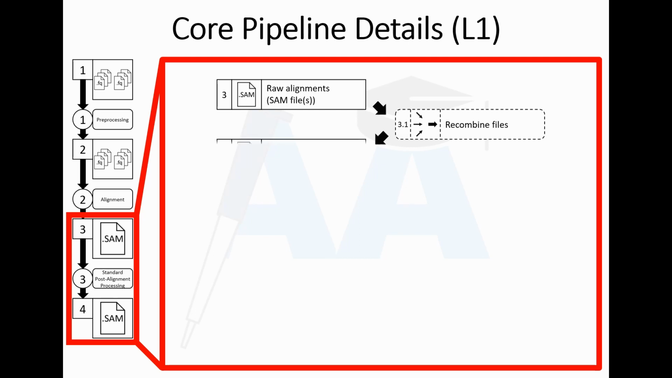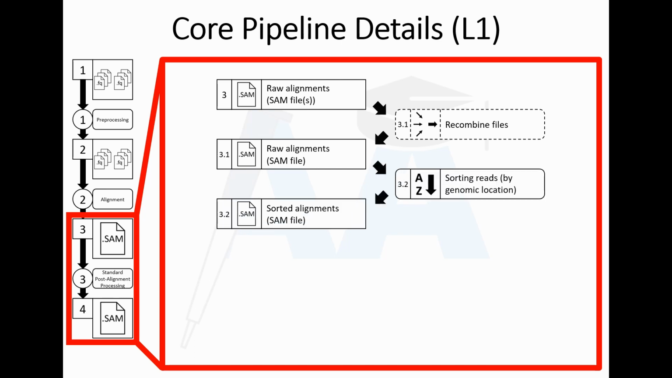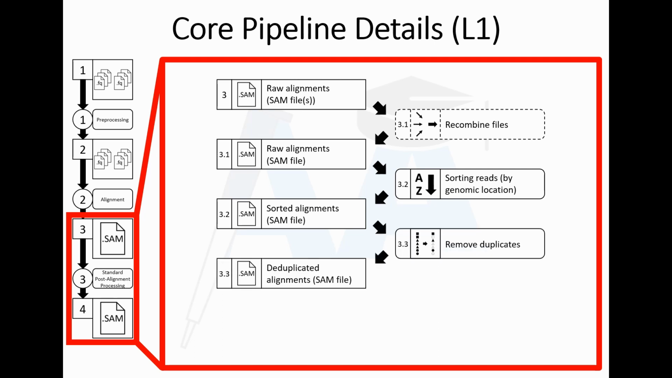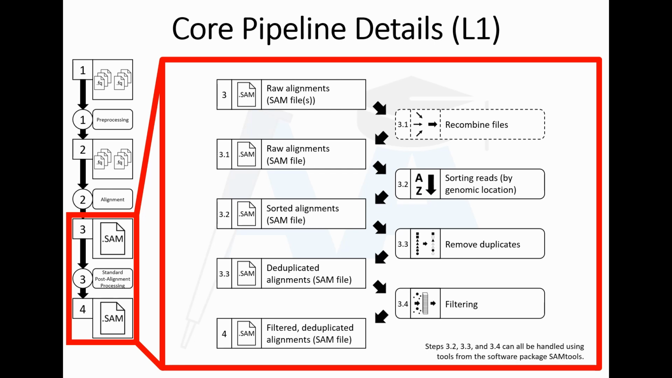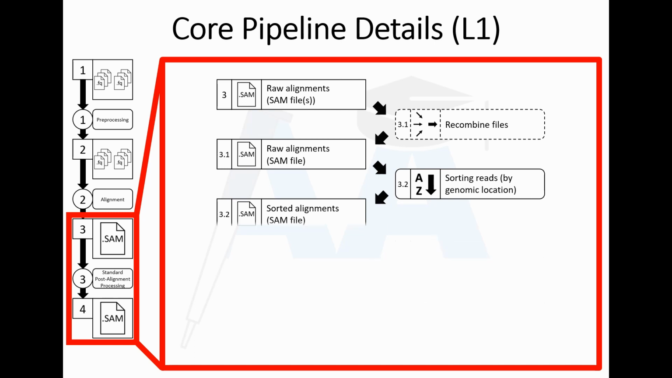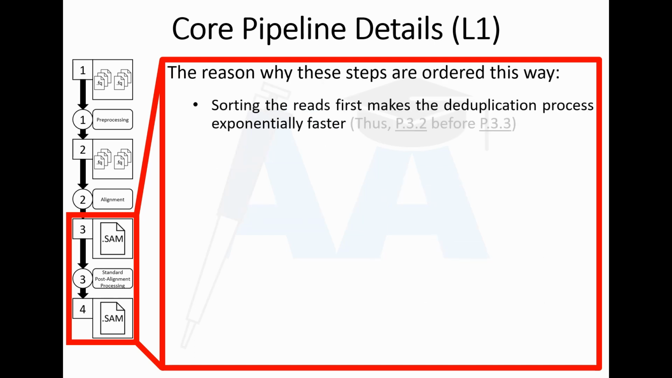Firstly, if the reads were split up for parallel computing, they have to be recombined into a single file. Then, the alignments are sorted by genomic location. After being sorted, the alignments are deduplicated. Finally, the alignments are filtered by various criteria, such as by the strength of the alignment and by the genomic location which the read aligned to. These steps must be carried out in that specific order.